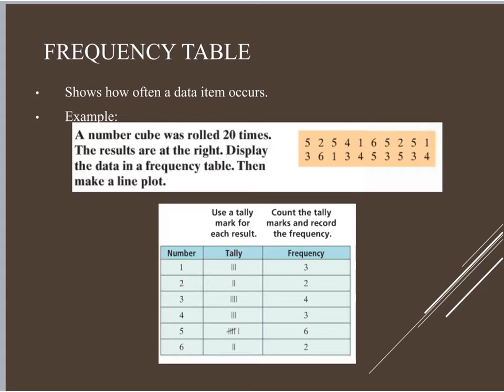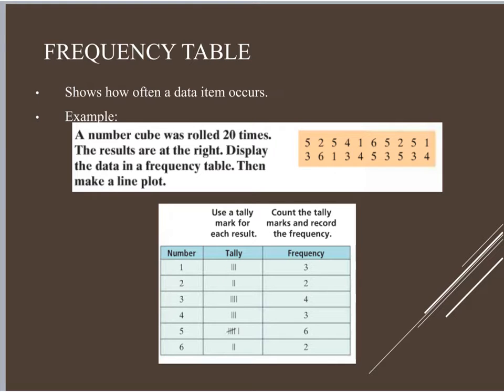So if we look at this example here, it says a number cube was rolled 20 times, the results are at the right. Display the table in a frequency table, then make a line plot. So our data is over here, so it looks like we rolled a 5, a 2, a 5, a 4, a 1, a 6, and so on. So what you need to do with this is create a frequency table. This right here is going to be the number that got rolled. Then this right here is our frequency.